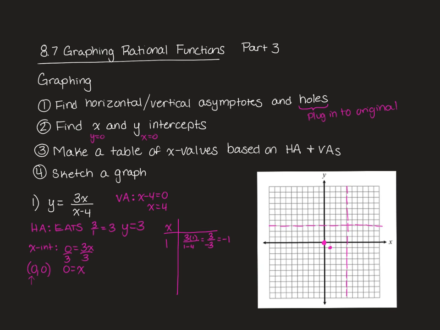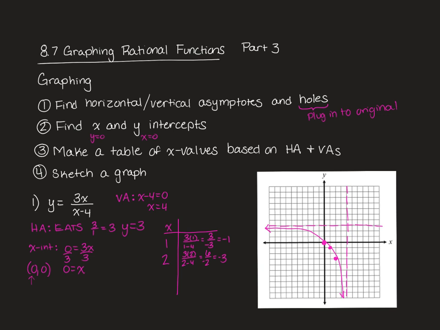Let's take another point that's to the left of 4. Let's do 2. If I plug in 2, I will get 3 times 2 over 2 minus 4. So 3 times 2 is 6. 2 minus 4 is negative 2, so that will give me a negative 3. So when x is 2, y is negative 3. Based on this, you can start to sketch your graph. Remember, it doesn't cross those asymptotes. So I have my first chunk. Now I need my second chunk.